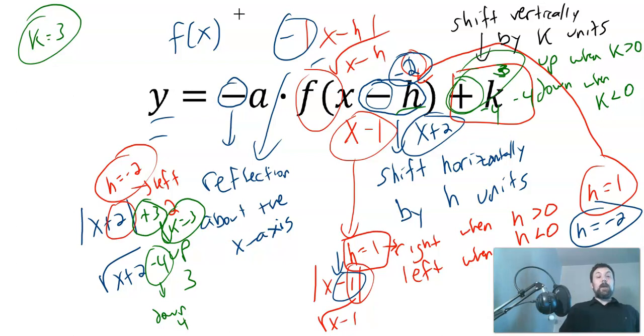The last one, the one we haven't talked about yet, and I'm running out of colors to use to make it easier to read, is stretching or shrinking, and that's where A comes into play. So if there is a number being multiplied to your function, if you have a 5 in front of the absolute value, or, let's do something a little different, if you have a 1/2 in front of the square root, right? That will be stretching or shrinking.